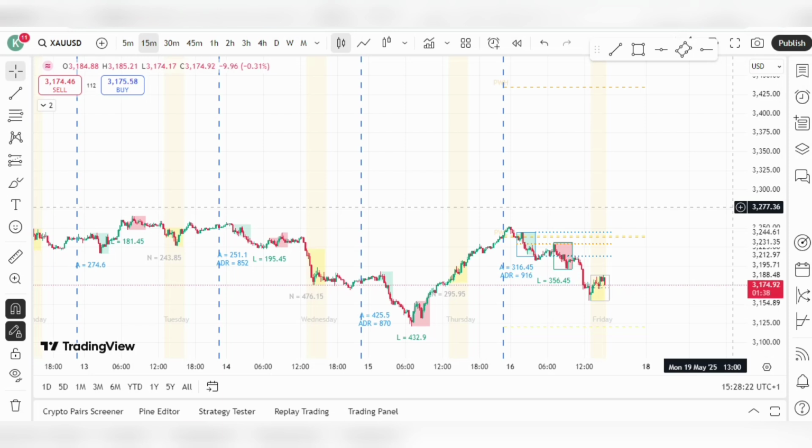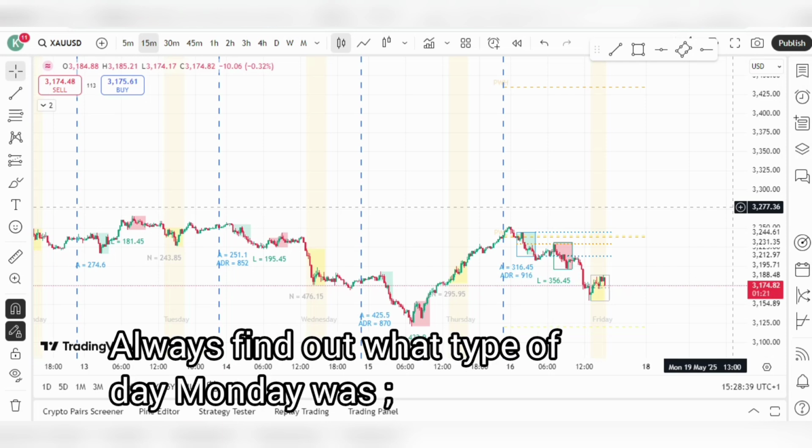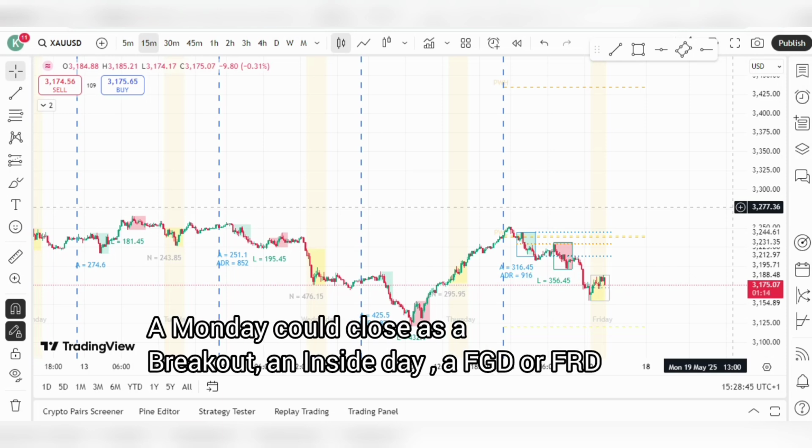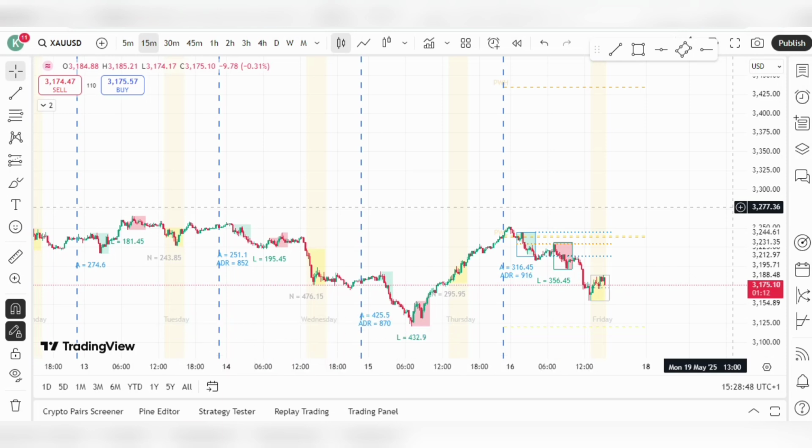There are things that I pay attention to when trading this particular strategy, and that is paying attention to my Monday. Most people that trade this strategy neglect their Mondays, but looking at your Monday is very important. So you have to ask yourself every week, what type of day was Monday? You could have a Monday that could be a breakout day, an inside day, or a fresh green day.